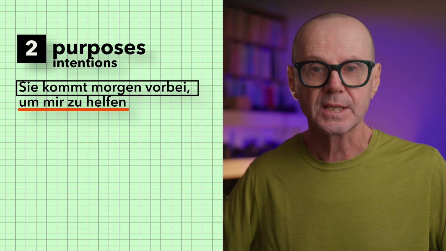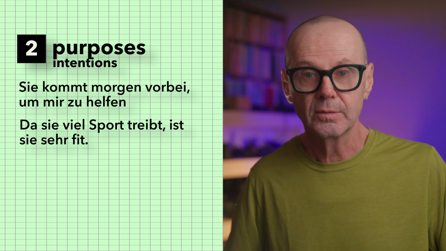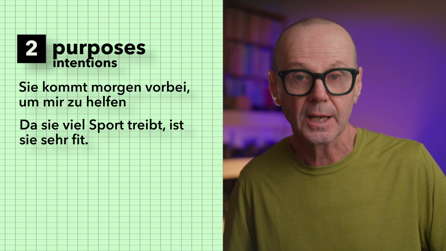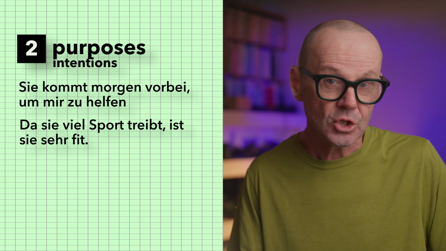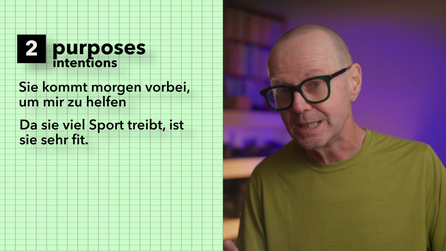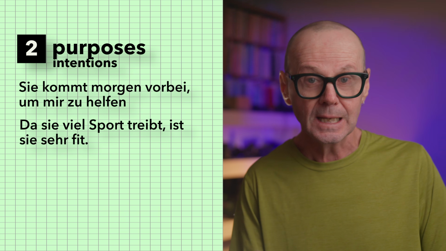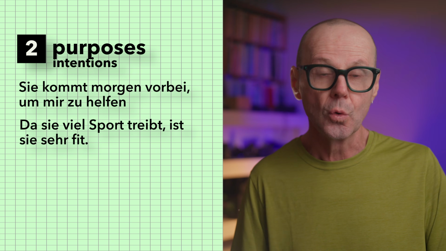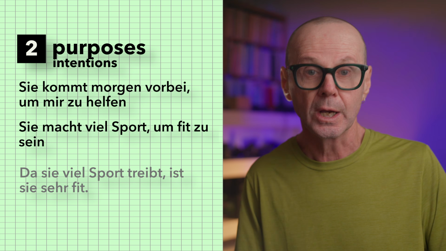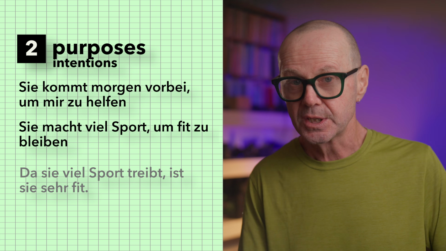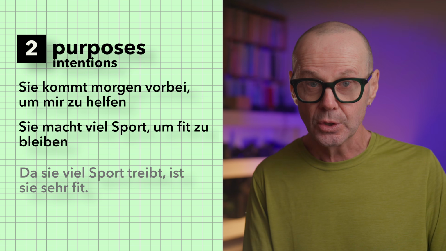What about that other sentence? Da sie viel Sport treibt, ist sie sehr fit. This kind of sounds a little bit like an intention, doesn't it? Her purpose for doing lots of sport is to stay fit. Das stimmt, aber in diesem Satz wird diese Absicht nicht betont. Wenn wir sie betonen möchten, dann kann man die Idee so formulieren. Sie macht viel Sport, um fit zu sein oder fit zu bleiben. There's a different emphasis here, isn't there? And it's this kind of thing that makes the distinction between A2 and B1.